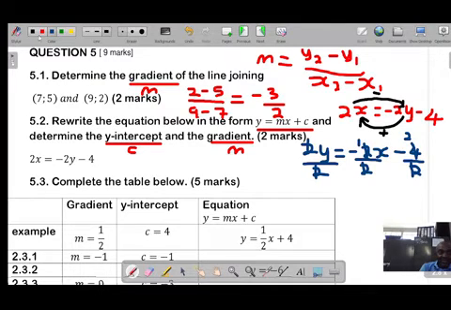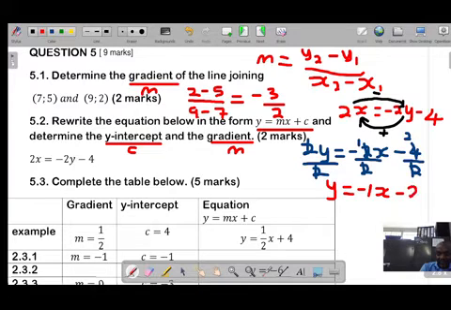What is my answer? Now I said that my gradient is going to be negative 1, so I'm left with y equals negative 1x. What about my c? Minus 2.